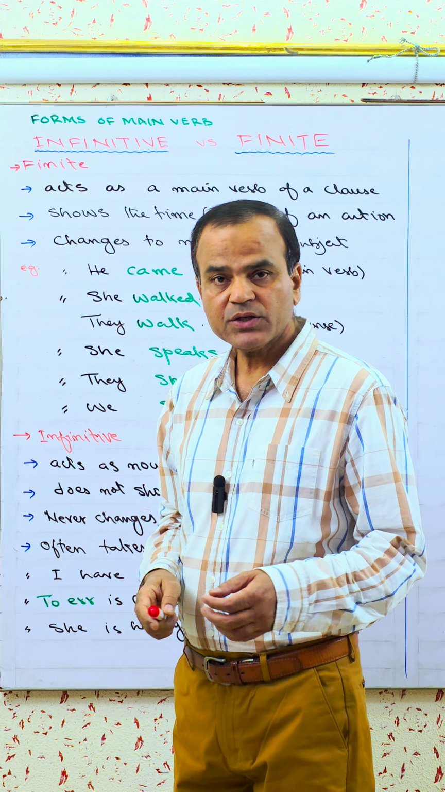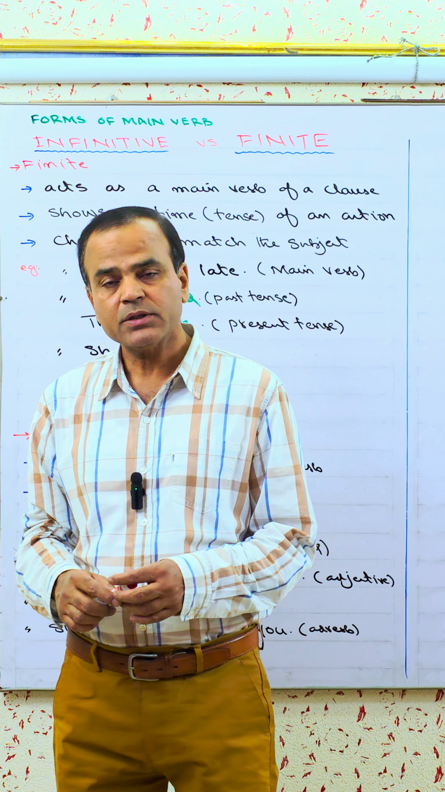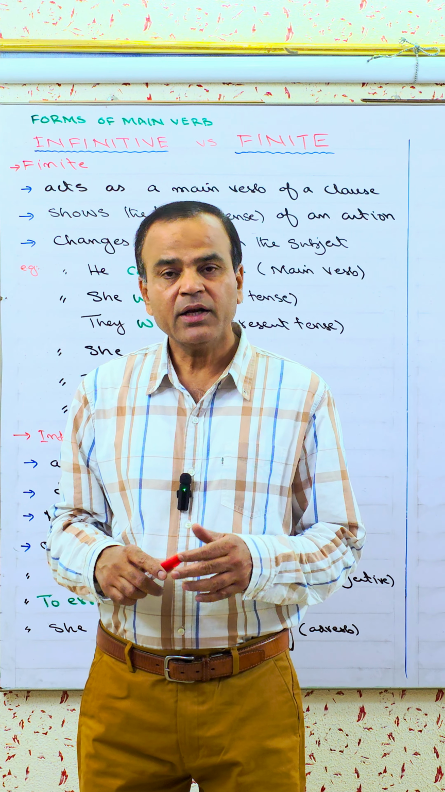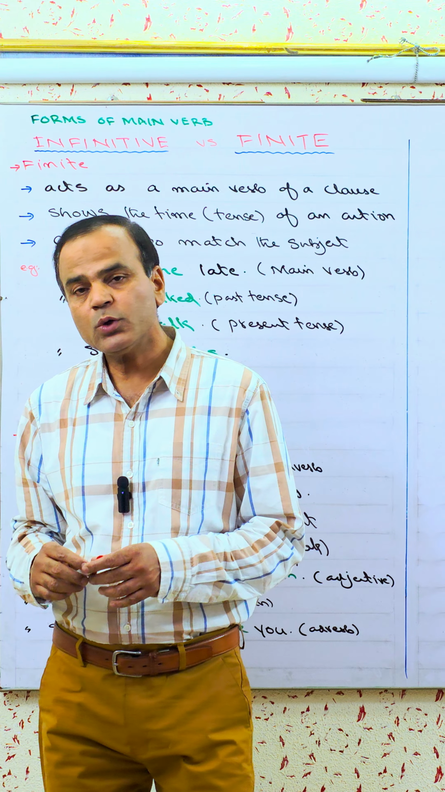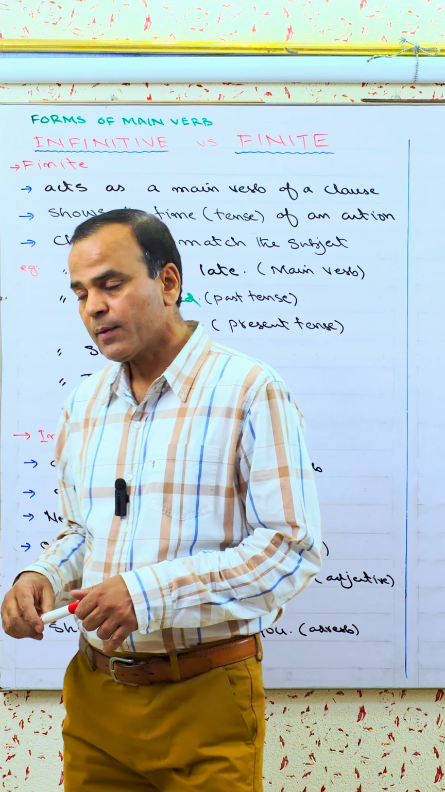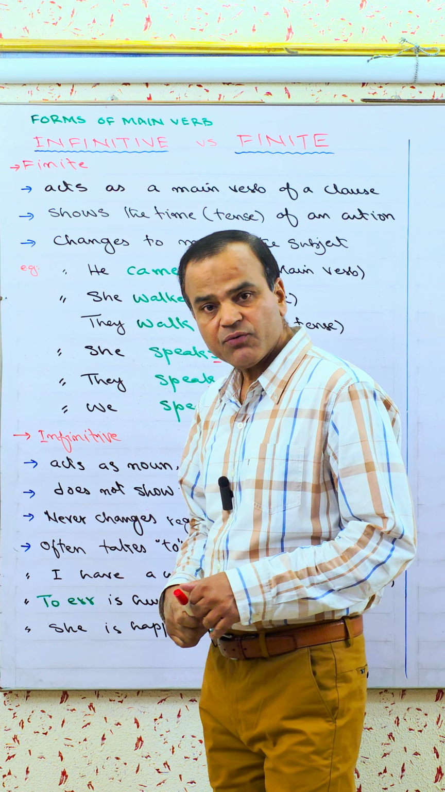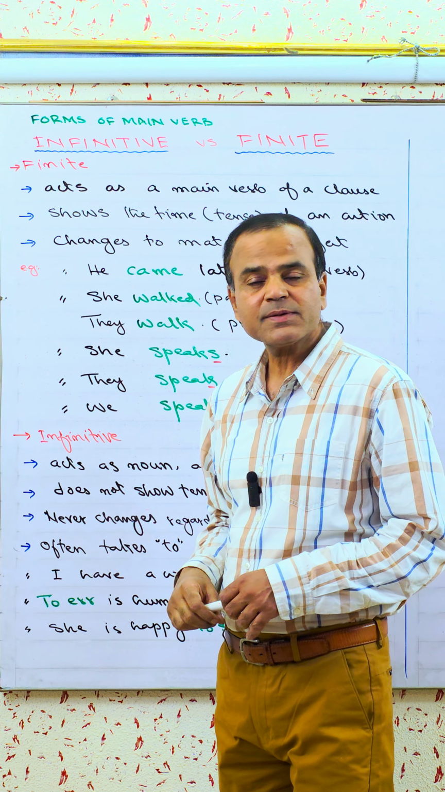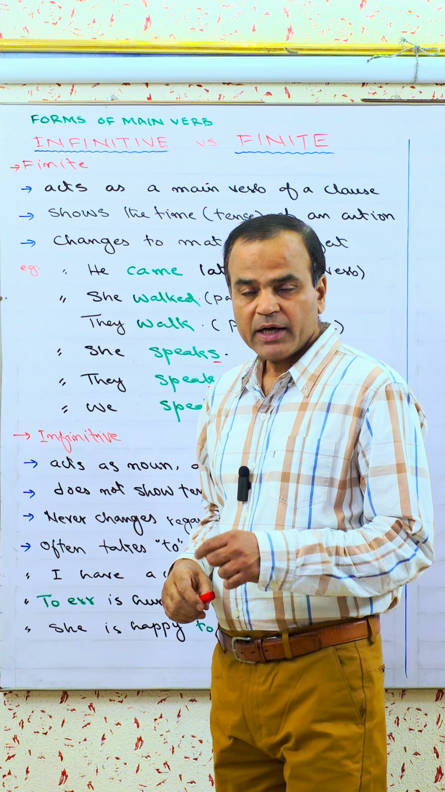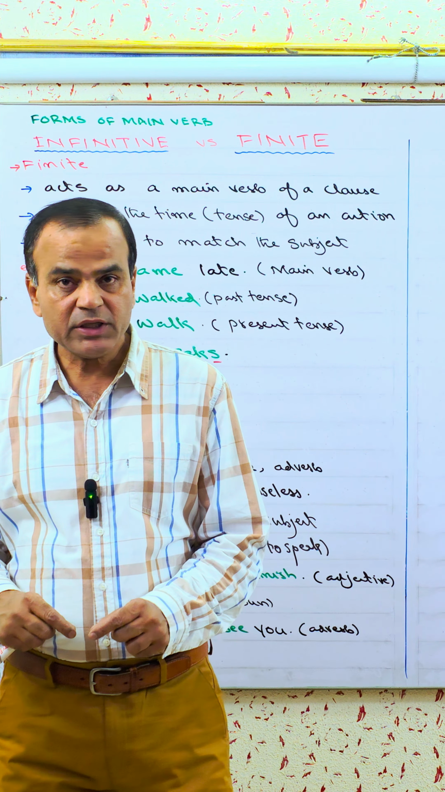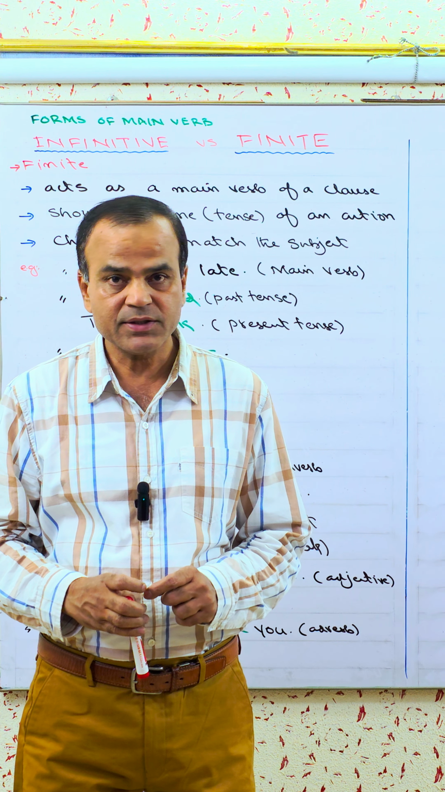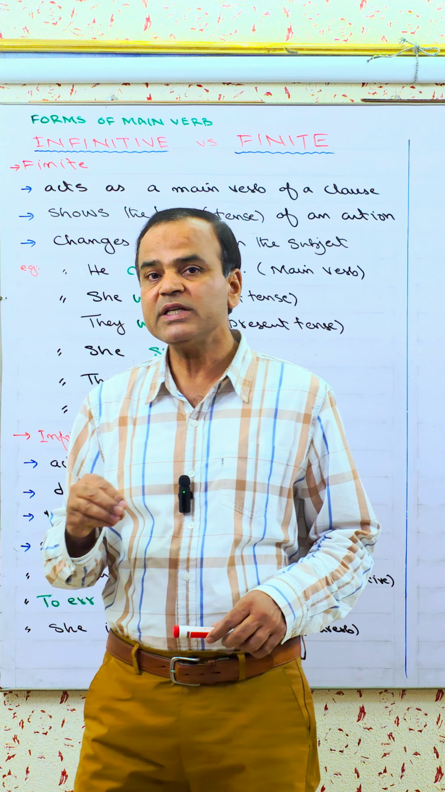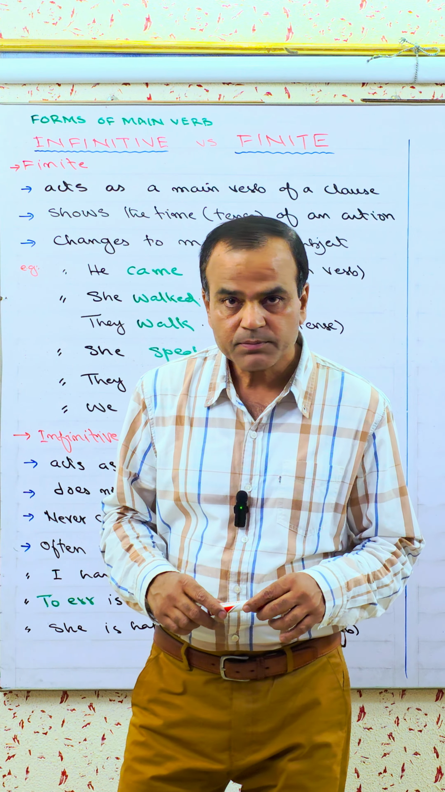Finite, if I tell you the literal meaning of the word finite, means limited, restricted, and grammatically it is also used in that way. So, what is a finite verb? It acts as the main verb of a clause or a sentence. And what is the main verb? That shows activity, state, or existence. That is the main verb. And if the verb performs these actions, we will call it a finite verb.